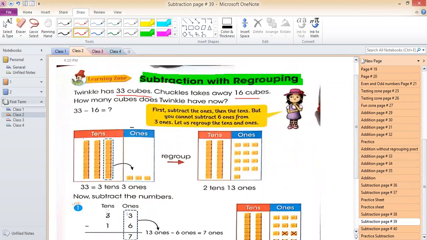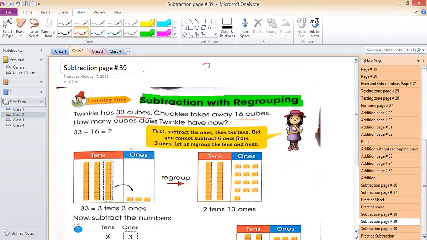So Twinkle was having 33 cubes, but Chuckle took out 16 cubes and took them away. Now, how many cubes does Twinkle have left? This is what you have to find out. For that, guys, you will have to subtract 16 from 33. Because total cubes that Twinkle was having was 33, and Chuckle took 16 cubes. How many are left? For that, you need to subtract 16 from 33.